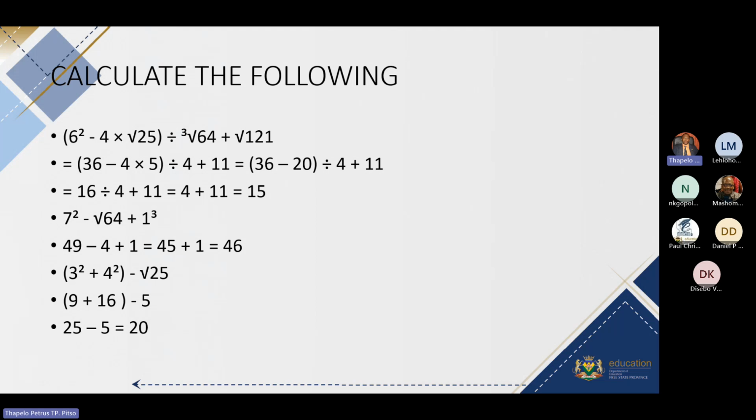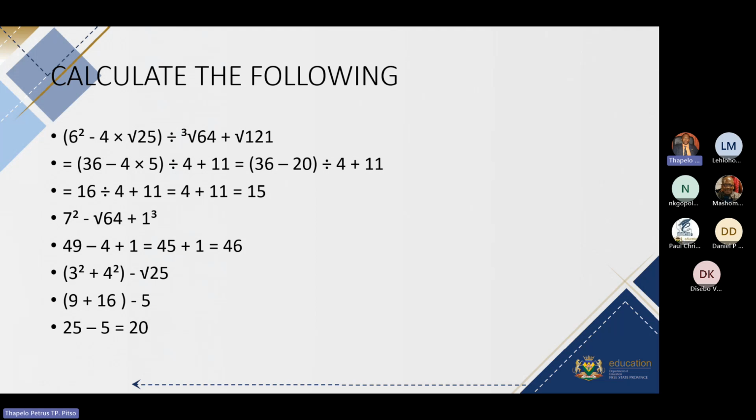But the point here is, how do we work at BODMAS? Again, we start first with your bracket. Therefore, you have to deal with what is in the bracket first. 3 squared is 9. 4 squared is 16. Right? In the bracket, 9 plus 16 is 25. Then 25 minus 5 is 20.